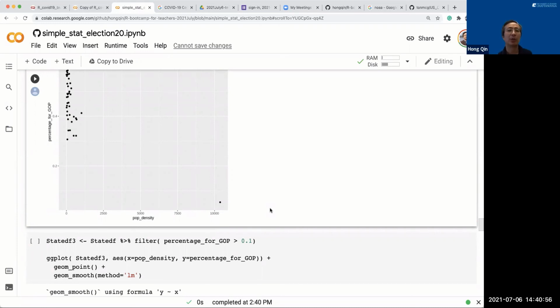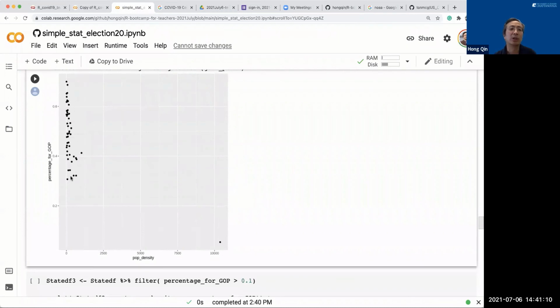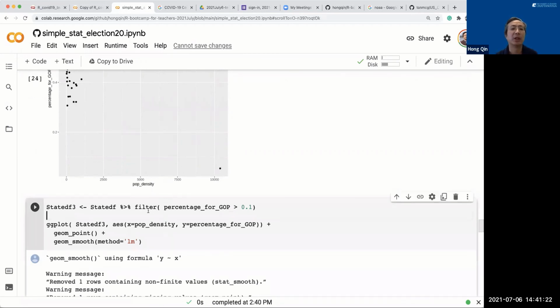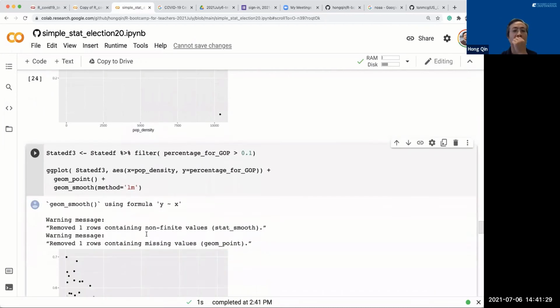If you want to see how the population density correlates with the voting records, you cannot have a data point which is so extreme, it's going to skew the result of the rest of the data points. So in this case, we have to filter that one out, remove the District of Columbia, and then redo the analysis. So here I'm filtering that one out. Then we redo the analysis.